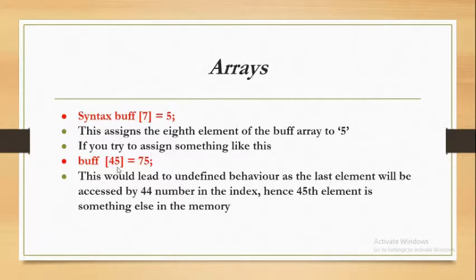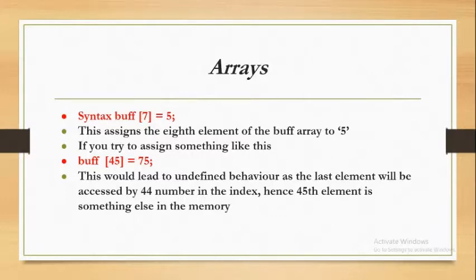As we know the buff array size is 45, if you try to assign buff[45], it would lead to undefined behavior, because the last element of the array can be accessed by the number 44, but 45 is something else in the memory. You cannot predict what happens.